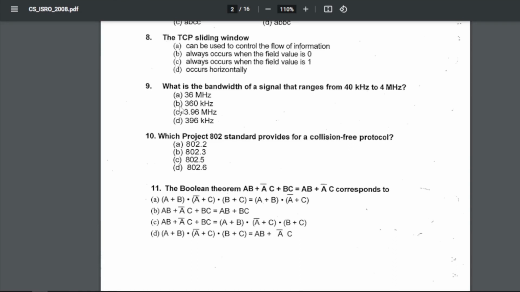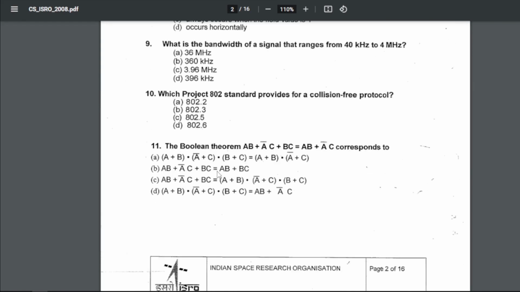Okay, so when a station has data to transmit, it basically acquires the token at the earliest opportunity, marks it as busy and attaches the data. So this way, yeah, that is the process of 802.5.